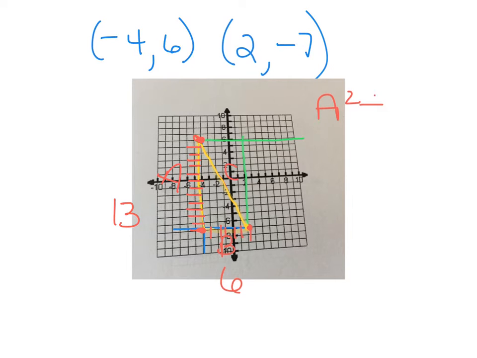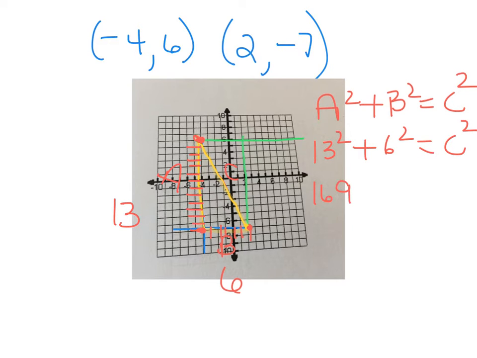So I'm going to go over to my workspace and I'm going to write my Pythagorean theorem. A squared plus B squared equals C squared. And yes, this is the work you're going to show. I'm going to put my A in. So I have 13 squared plus 6 squared equals C squared. So 13 squared is 169. 6 squared is 36 equals C squared. If I add 169 and 36, I get 205 equals C squared.